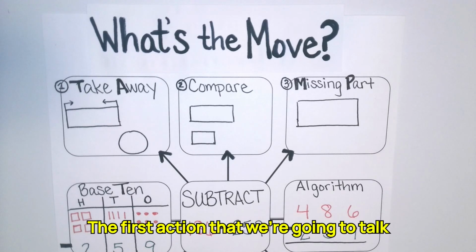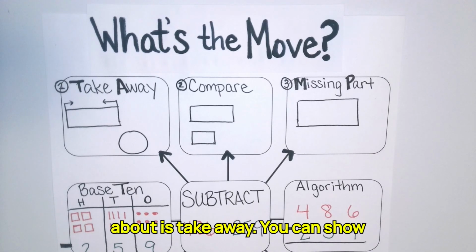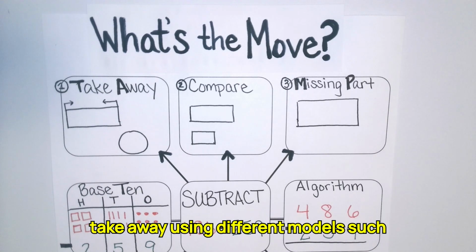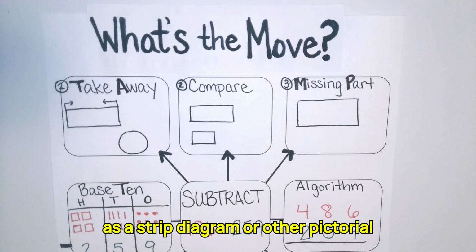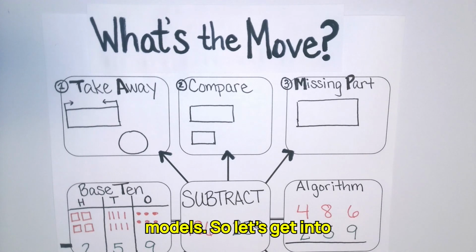The first action that we're going to talk about is take away. You can show takeaway using different models such as a strip diagram or other pictorial models. So let's get into them.